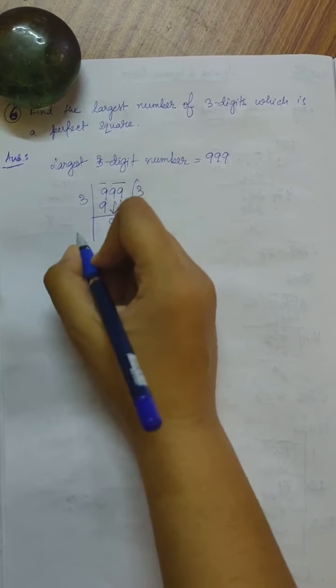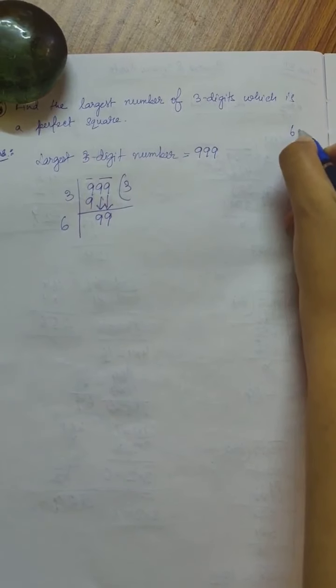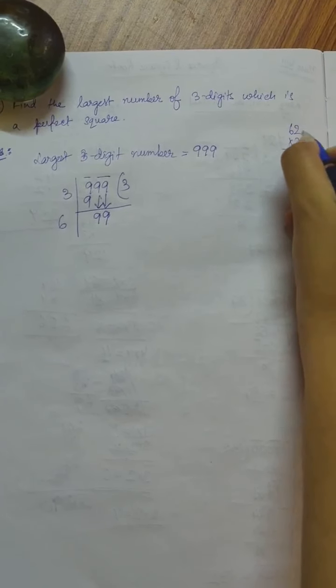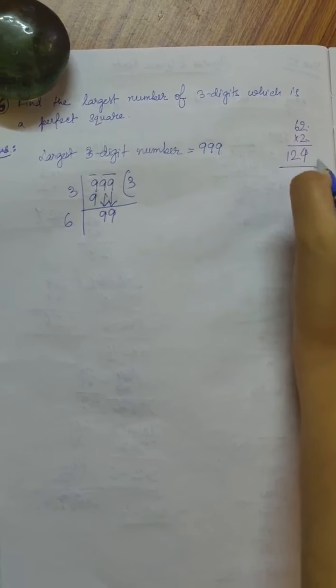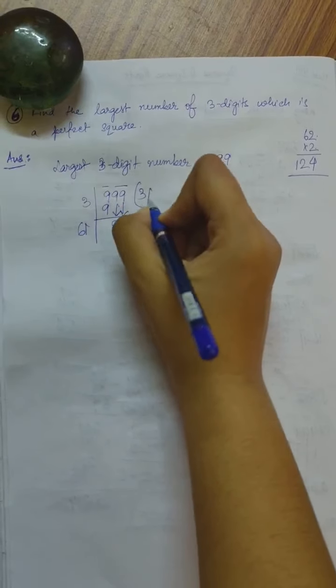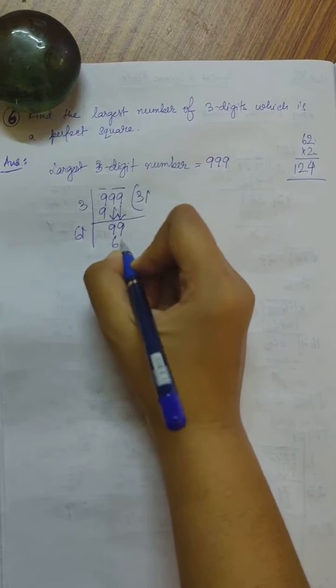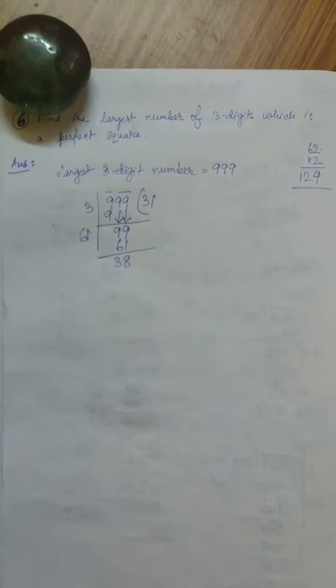Now the double of 3 is 6. Now we can say that 62 into 2 gives us 4 and 2 6 12. So 124 is greater than 99. So we have to take 61 into 1. So that means we are getting 61. So the remainder that comes here is 38.